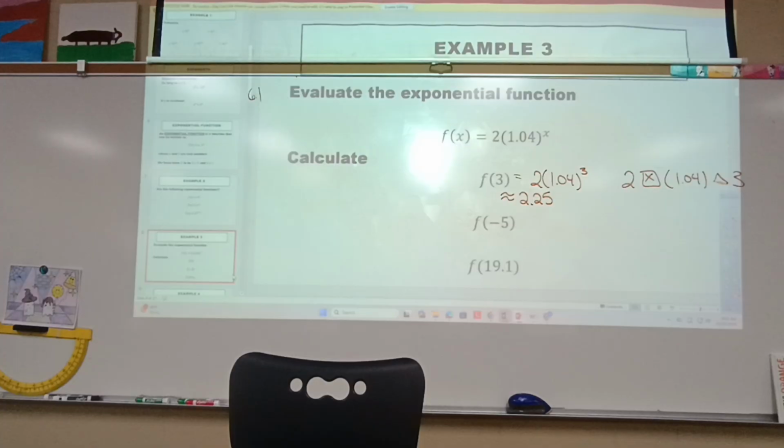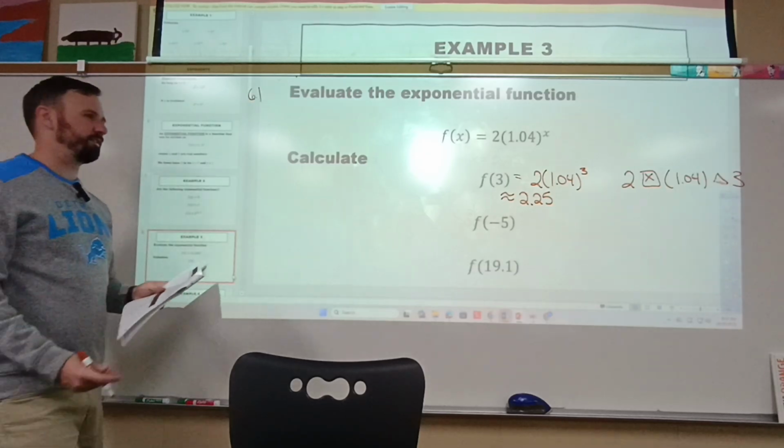So if you had $2 and you invested it in something with an annual APY of 4%, you'd have 25 extra cents in 3 years.